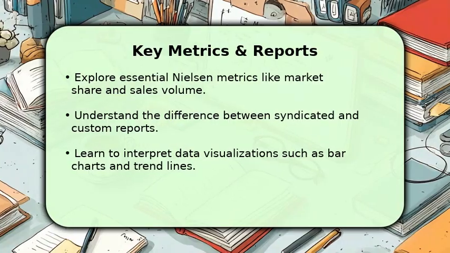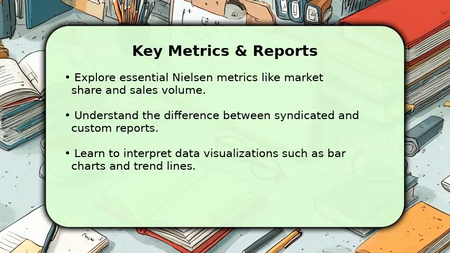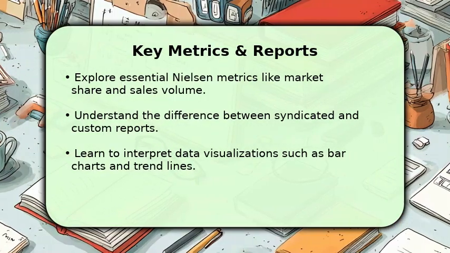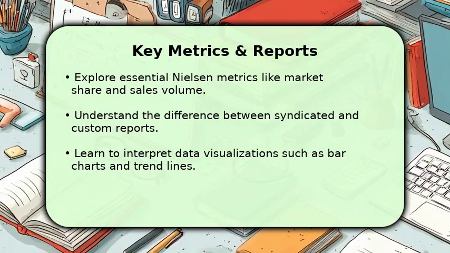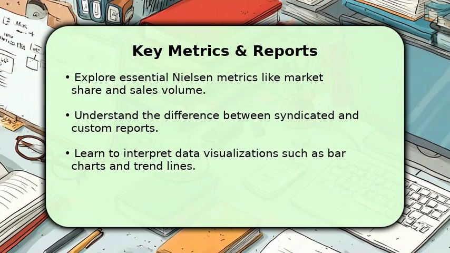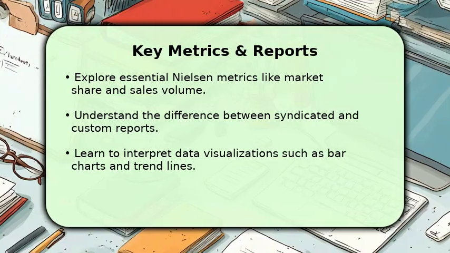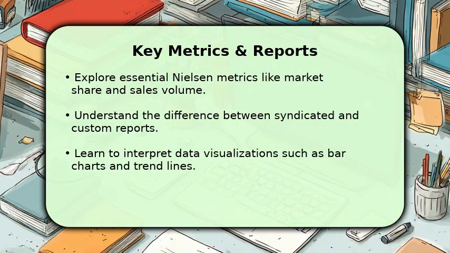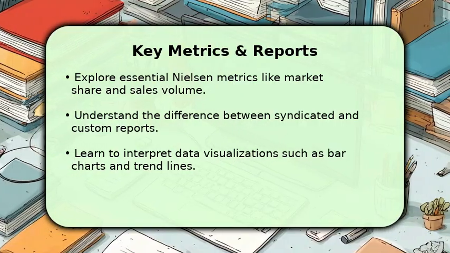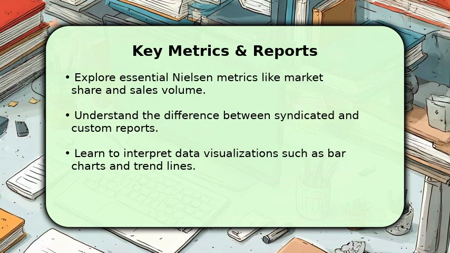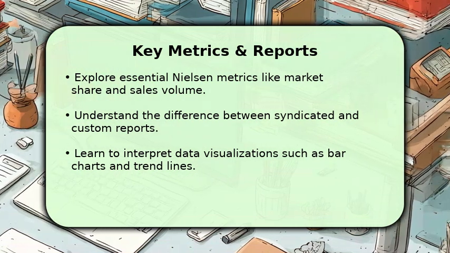Next, explore essential Nielsen metrics like market share and sales volume. Understand the difference between syndicated reports, which offer broad industry overviews, and custom reports tailored to specific business needs. Learn to interpret data visualizations such as bar charts and trend lines, which can reveal a 10% increase in sales or a 5-point shift in market share. These tools are vital for tracking performance and identifying key opportunities.